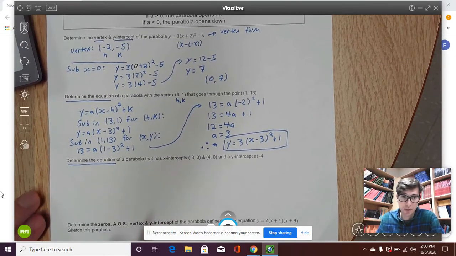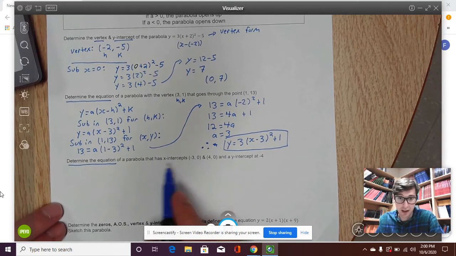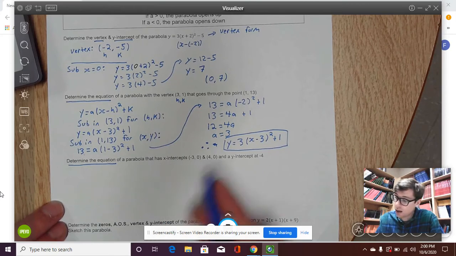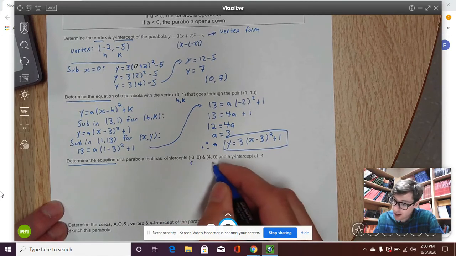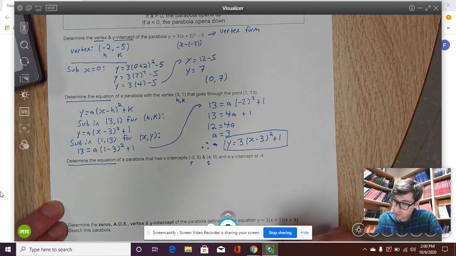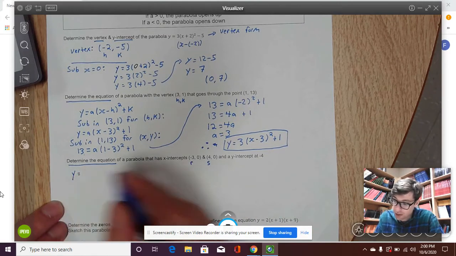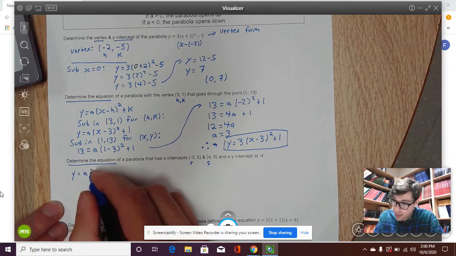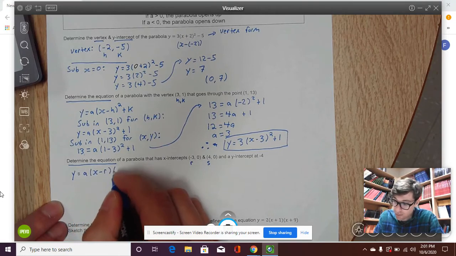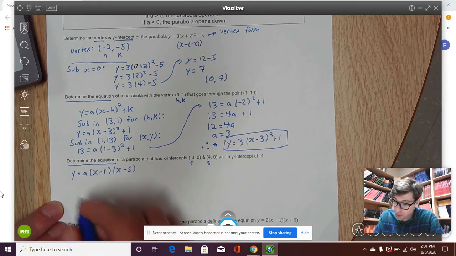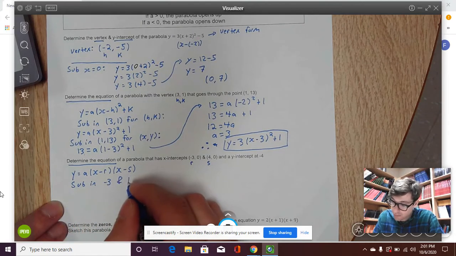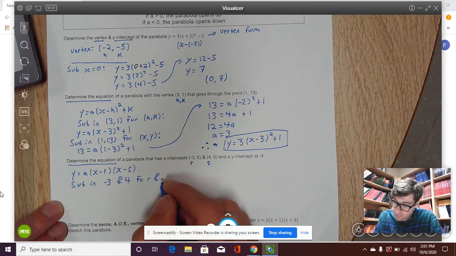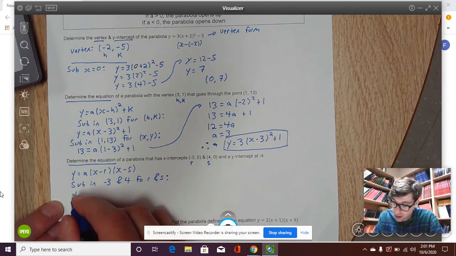We'll do one more example like that. We're determining the equation of a parabola, but now we don't know the vertex. I can't use vertex form because I don't know what the vertex is. I don't know h and k. But remember that my x-intercepts and my zeros are r and s. So my target now, because I know the zeros, I can eventually, after a little bit of work, find my equation in factored form. So my first step is I'm going to sub in negative 3 and 4 for r and s. So I'm going to replace r and s with my 2 zeros.